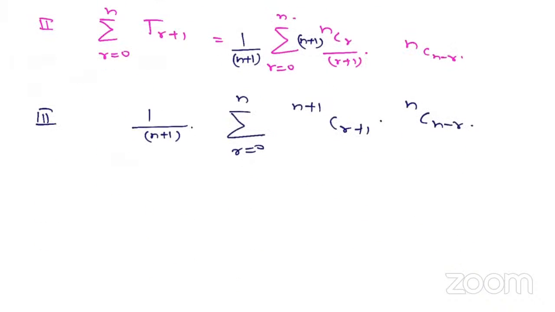Right? 1 by n plus 1, n plus 1 Cr plus 1, n Cn minus r. So this is 1 by n plus 1 times n plus 1 C n plus 1. Not r, not r.